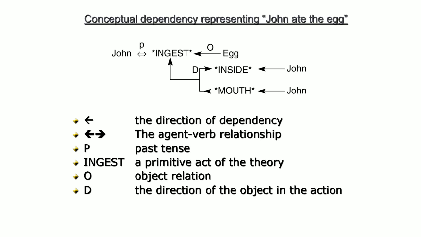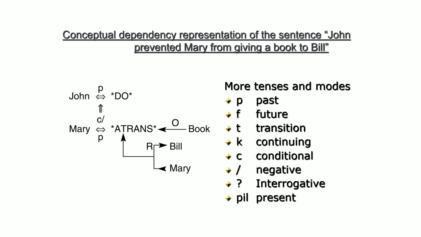This is what actually ingest or eat egg means. The single arrow represents the direction of dependency, and the double arrow, the two-sided arrow, indicates the agent-verb relationship. P represents past tense. Ingest represents the primitive act of the theory. O represents object relations, and D represents the direction of the object in the action.